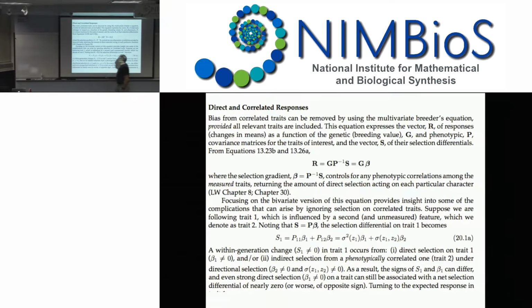Let me take an aside here really quickly and talk about multiple trait selection, that is, two-trait selection.